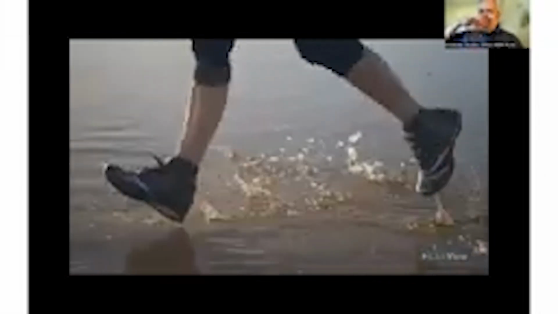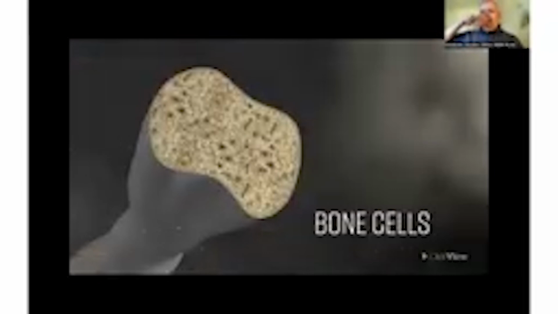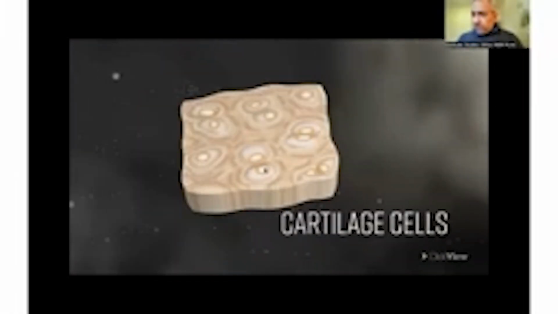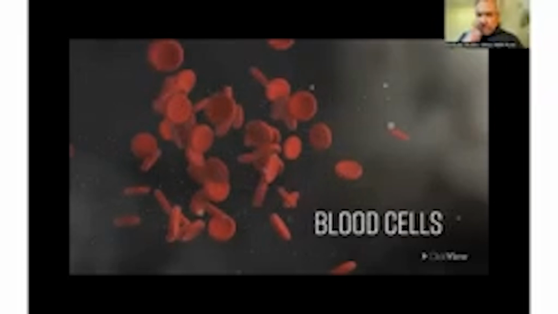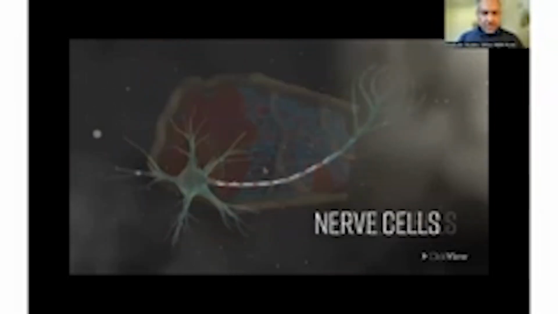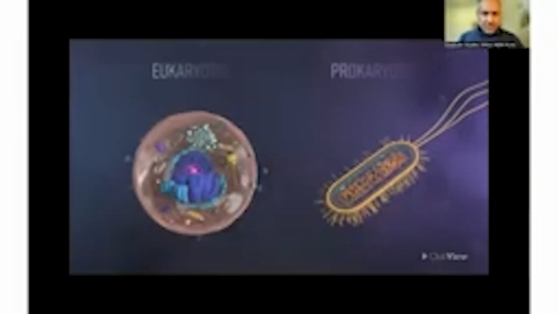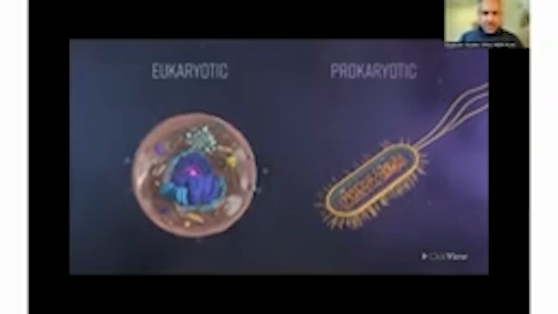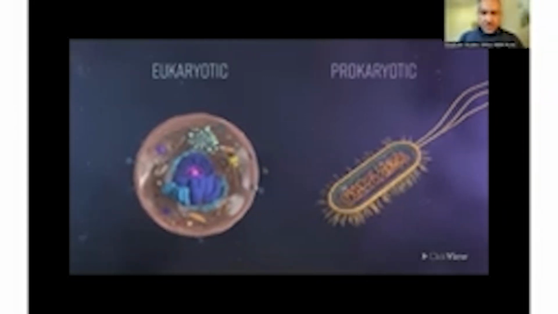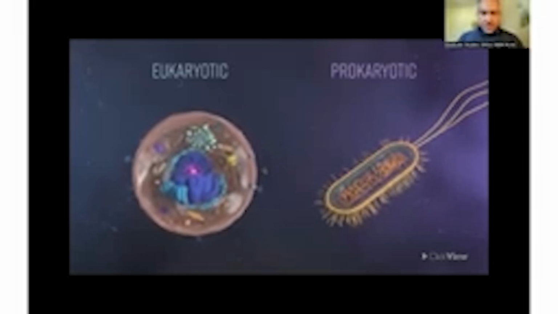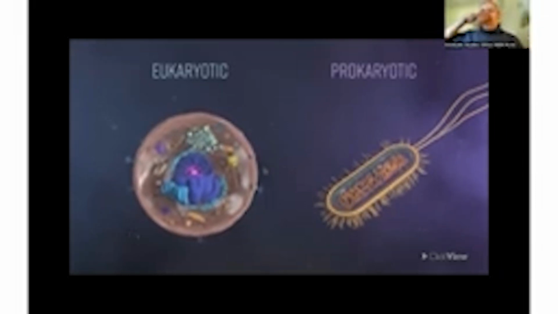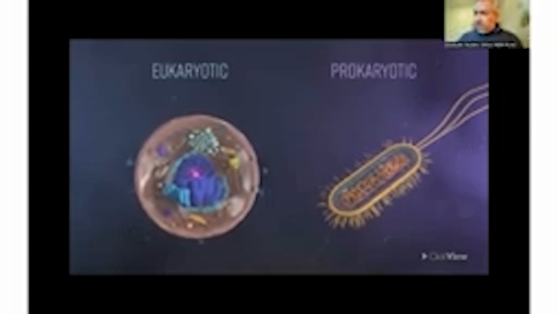Living things are made up of cells. There are many different types of cells in our bodies, including bone cells, cartilage cells, blood cells, muscle cells, and nerve cells. The broadest classification of cells is into two groups, eukaryotic and prokaryotic. There are a number of differences between these two types of cells. The main difference is that eukaryotic cells have a double membrane-bound nucleus, which contains the cell's DNA.